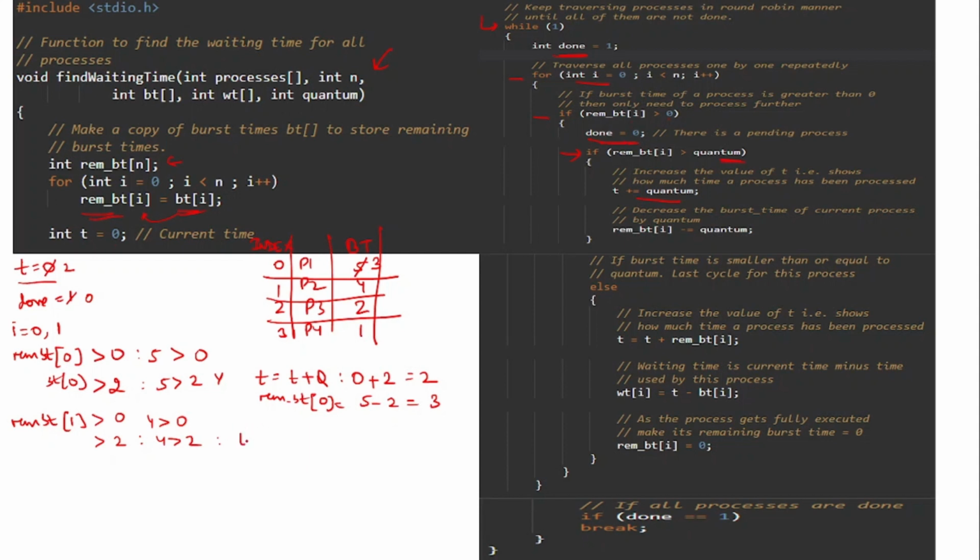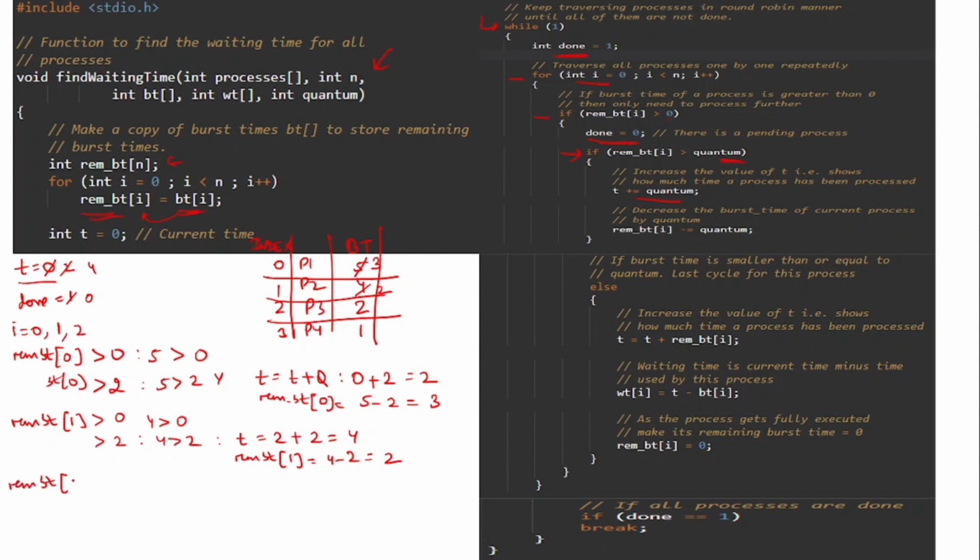So t will be equal to the previous value of t, that is 2, plus the time quantum, that is 2, so it will be equal to 4. And the remaining burst time of the first process would be its previous burst time, that is 4, minus the value of quantum, which is again 2, so that will be 2. So this is 2 here, and the value of t is updated to 4. Now again the value of I is incremented.